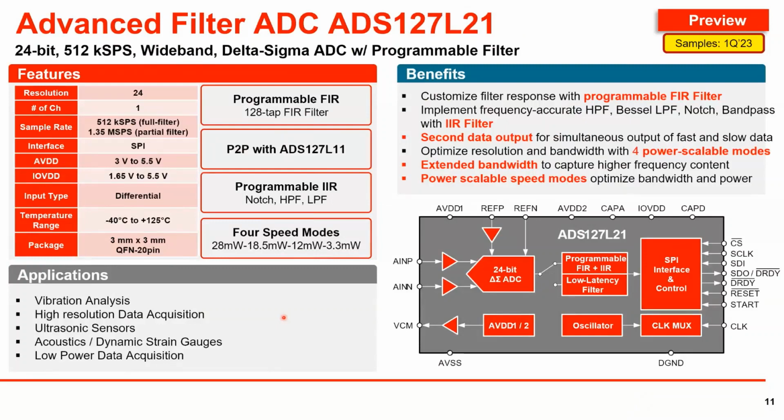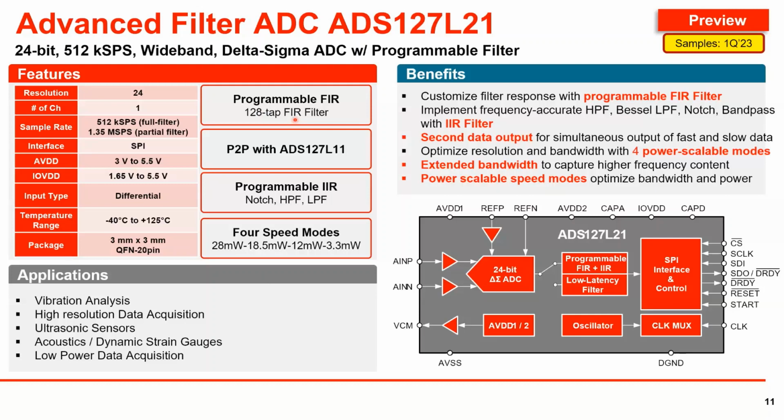Thank you. And now I would like to introduce our newest ADC in the same device family, the ADS127L21. This device went live on ti.com this week. It's a 24-bit, 512 kSPS wide bandwidth Delta Sigma ADC with programmable filters. This device is pin-to-pin compatible with the ADS127L11. The main differences are that it can operate up to 512 kSPS in the wide bandwidth mode and 1.35 MSPS in the low latency mode.